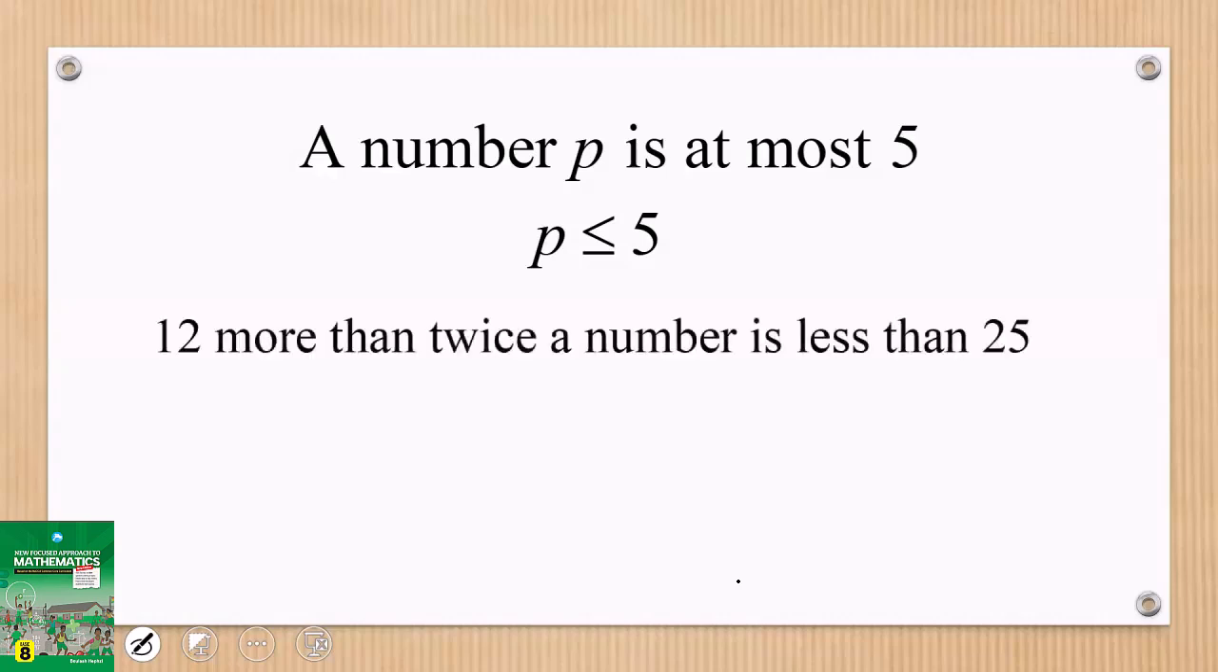Good. Let's say I write another statement like this. 12 more than twice a number is less than 25. So 12 more than twice a number is going to be written as 2 times the number plus 12 less than 25. Good.